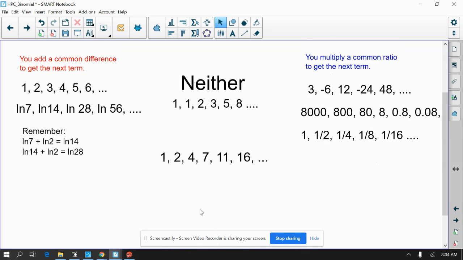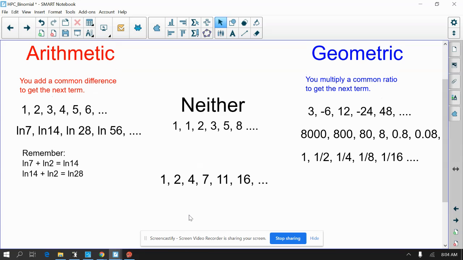And then our last one, 1, 2, 4, 7, 11, 16. I'm not adding the same thing, I don't think. Am I multiplying the same thing? Well, to get from 1 to 2, I'd have to multiply by 2. To get from 2 to 4, I'd have to multiply by 2. So it looks like it's geometric, but if I'm multiplying by 2, 4 times 2 is 8, and I don't have 8, I have 7. So it's not geometric, it's neither.